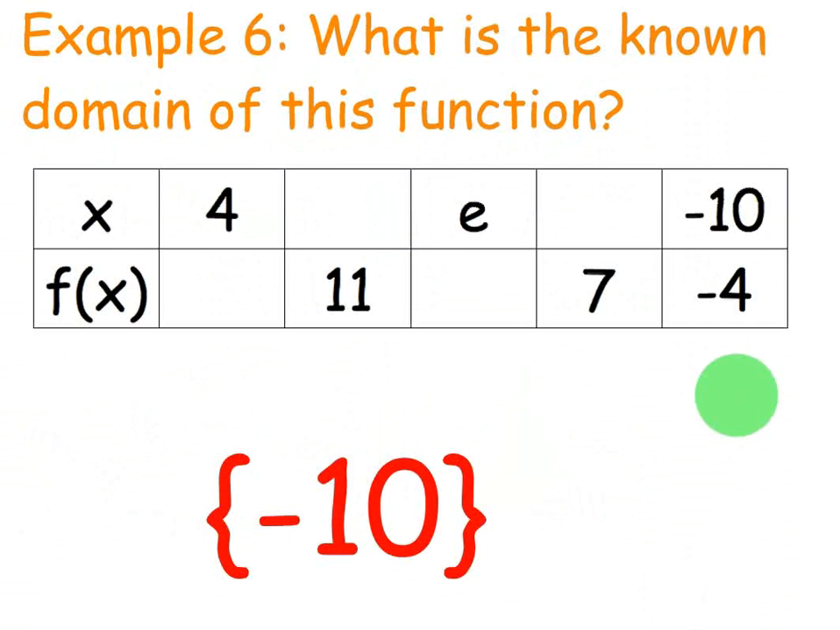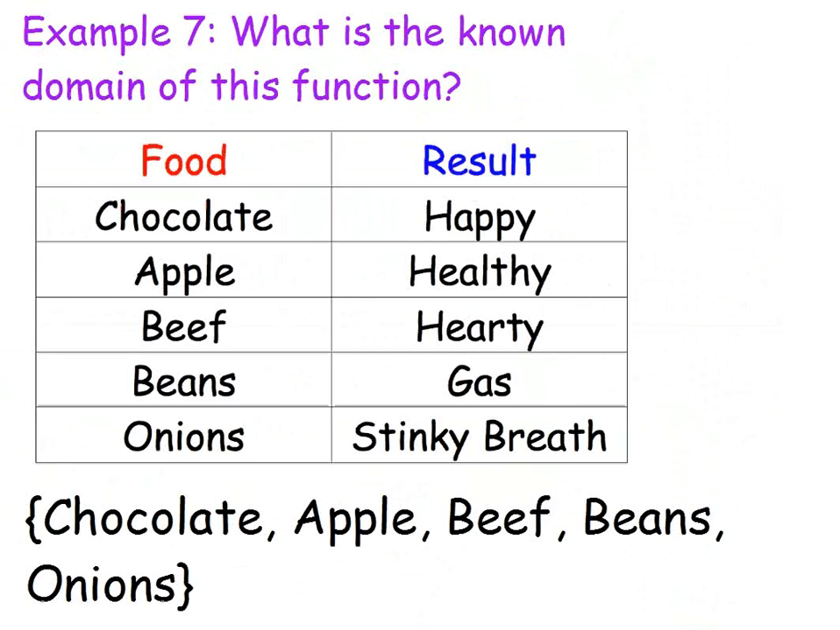Here we have a chart, and if you notice, e, which is a number, does not have an output. 4 does not have an output. The only number that has an output here is -10. It outputs to -4, so therefore the only domain is -10 for this particular function, which is okay. It can still be a function and be a single point. The key is it has one input that goes to an output, so the domain is just one number.